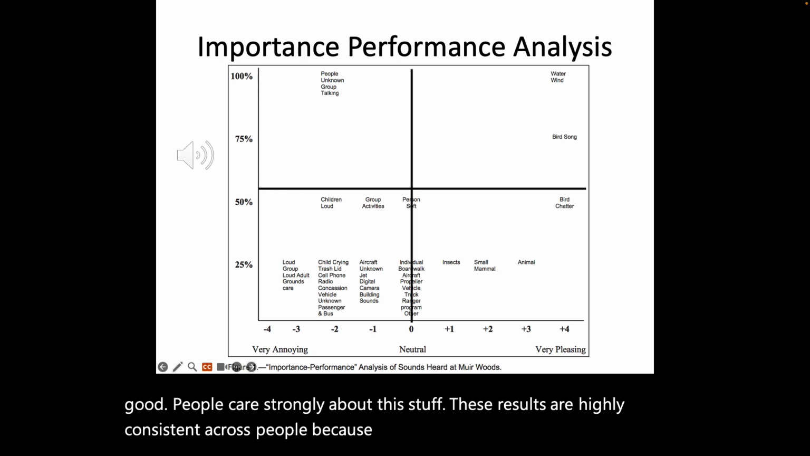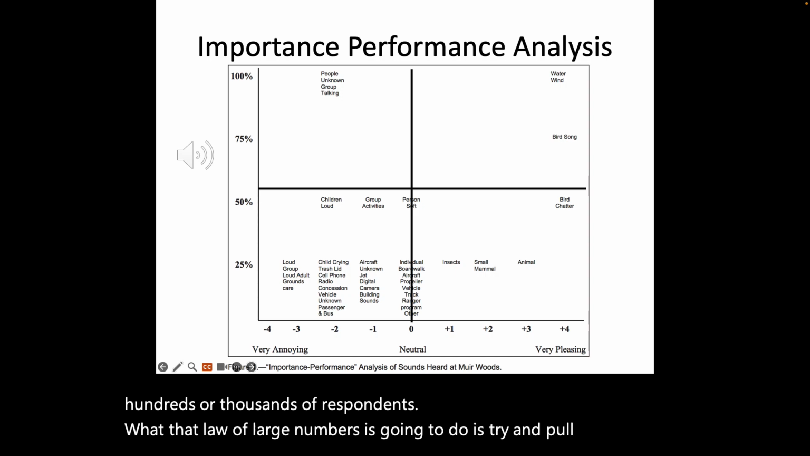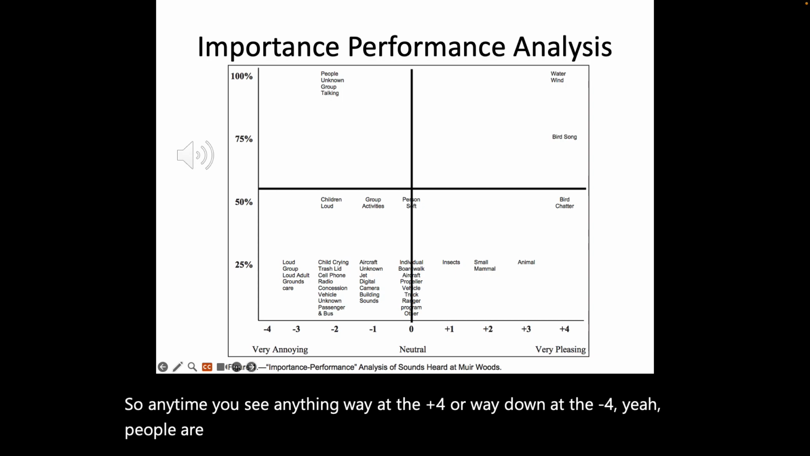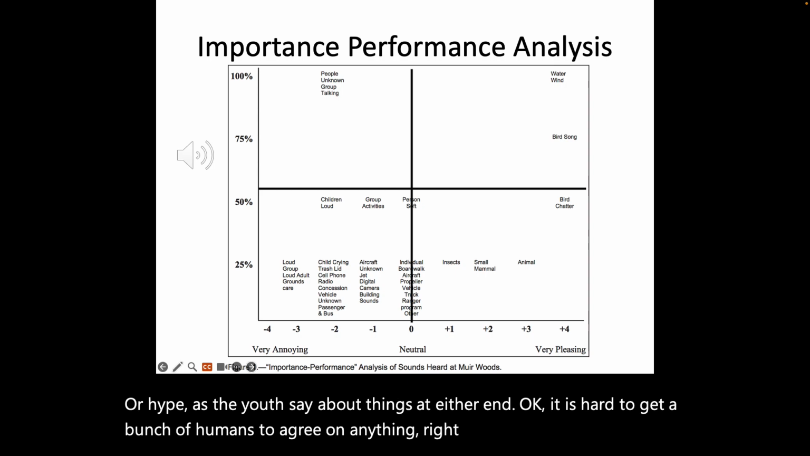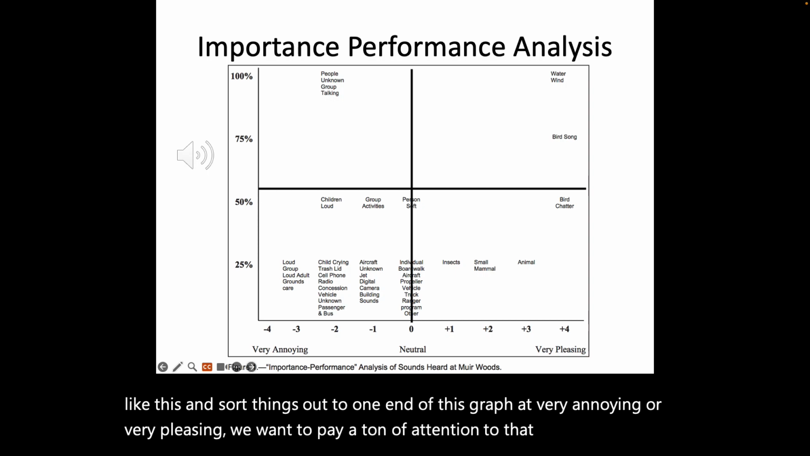Because we are averaging these results across hundreds or thousands of respondents, what that law of large numbers is going to do is try and pull all these values in towards the middle. So anytime you see anything way at the +4 or way down at the -4, yeah, people are uniformly upset or hyped, as the youth say, about things at either end, okay? It is hard to get a bunch of humans to agree on anything, right? So when they agree on stuff like this and sort things out to one end of this graph at very annoying or very pleasing, we want to pay a ton of attention to that and manage real hard in that direction.